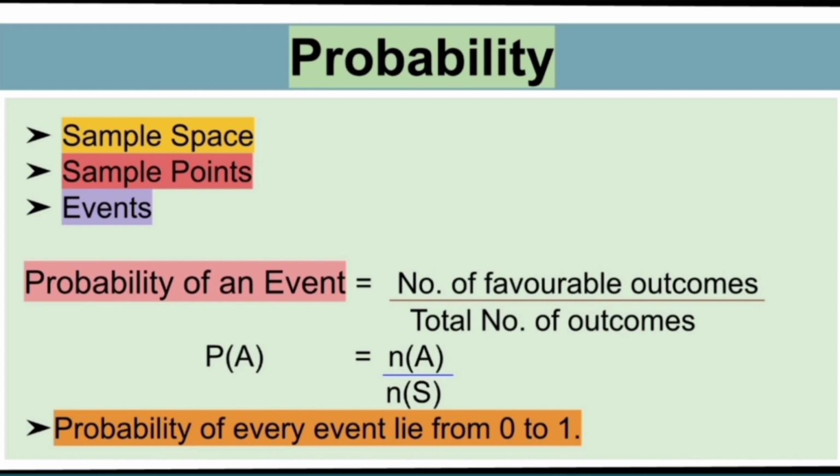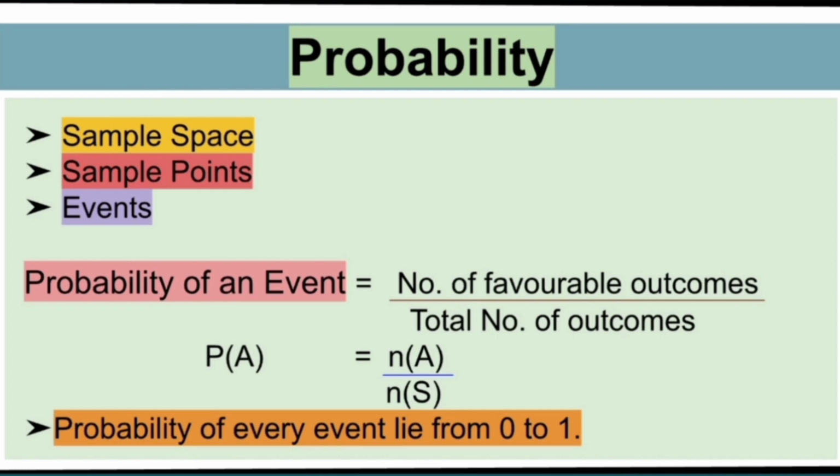First term, sample space. Sample space means all the possible outcomes from a random experiment. For example, a coin is tossed, head and tail are said to be the possible outcomes. Sample points: head is one element and tail is the other element. So the total number of sample points here is 2. Events. An event is said to be a condition or a favorable outcome from the given sample space. Right. So till here we know how to solve it.